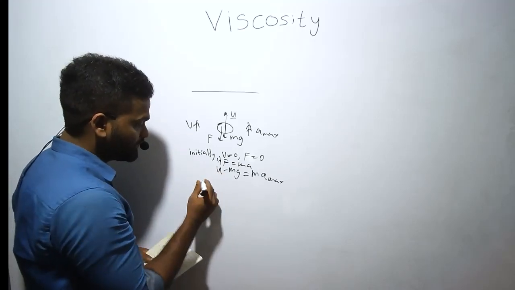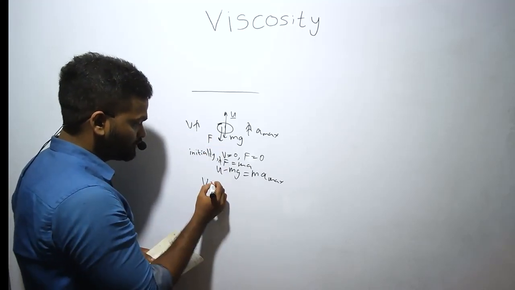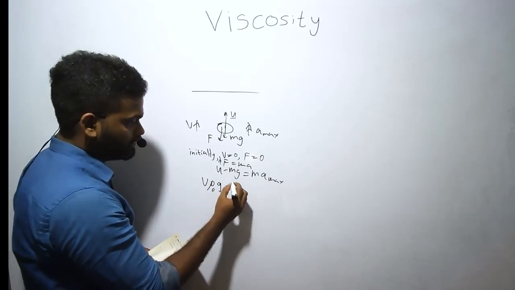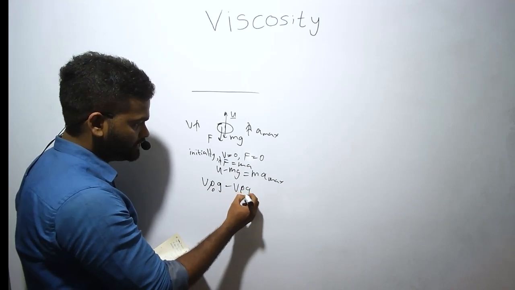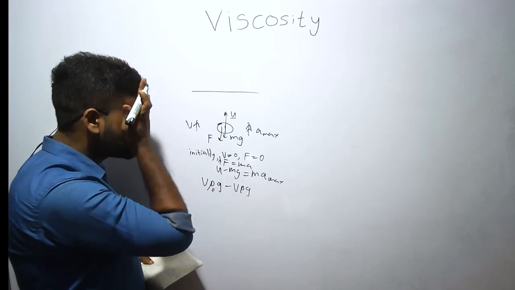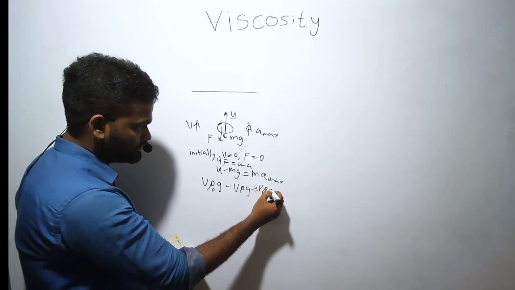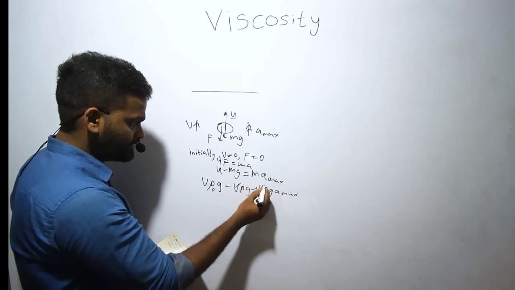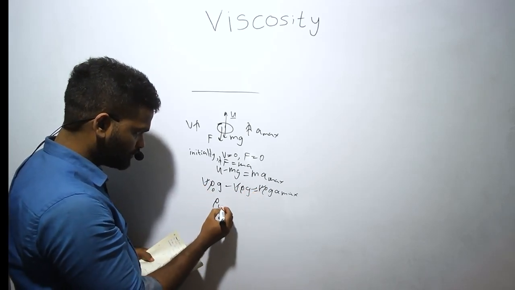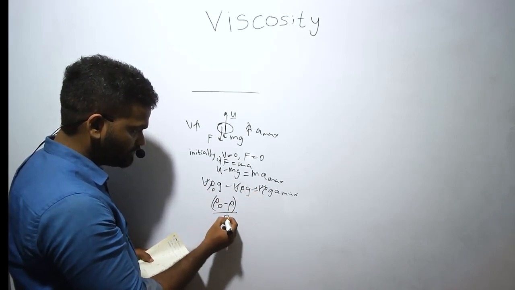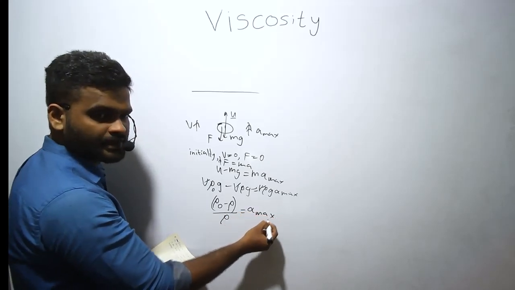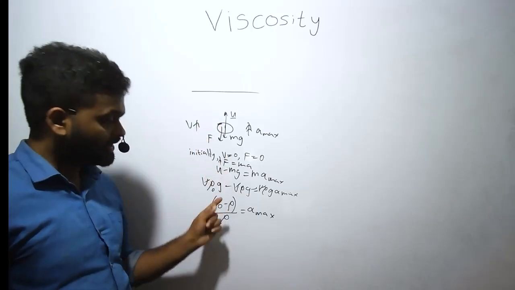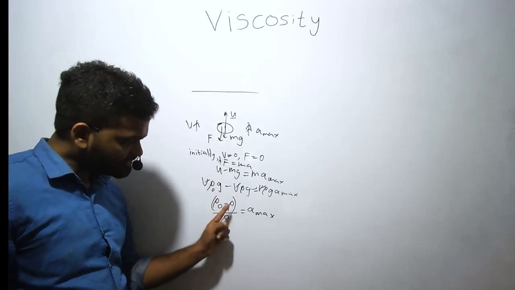So this U, you can write as V rho naught g. This you can write as V rho g. So V rho naught g minus V rho g equals V rho g a max. When you get rid of V, what do you get? Rho naught minus rho divided by rho. So this is a max. This is similar to the previous case. The only thing is you just apply the equation upwards. Do you understand that this term gets switched?